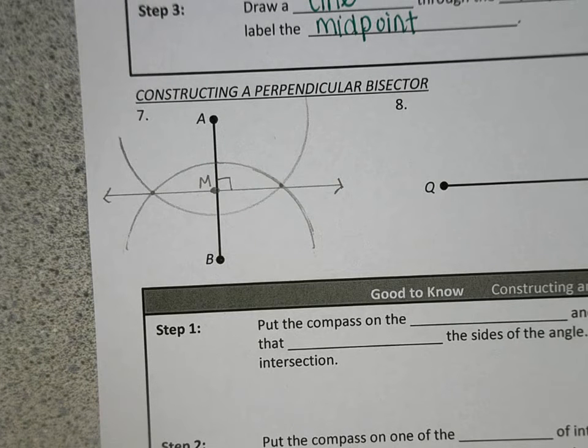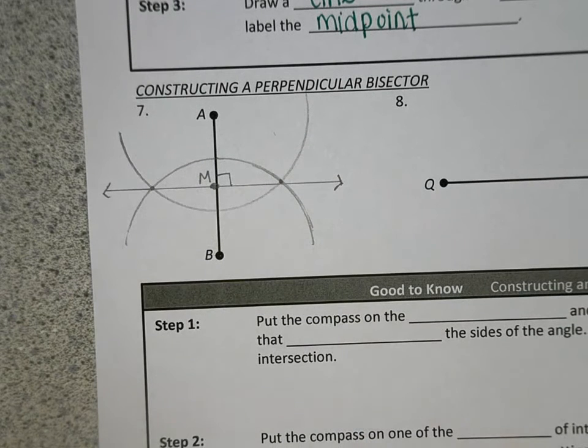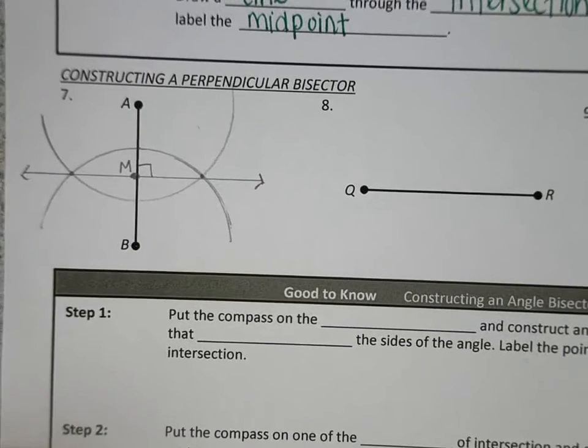Why does it have to be bigger than half? If it's half, you won't get the midpoint. What would happen if it's smaller than half? They won't even cross. They'll totally miss each other. Okay? So they have to be bigger than half so they cross. So try that 8 and 9. It's the same thing.